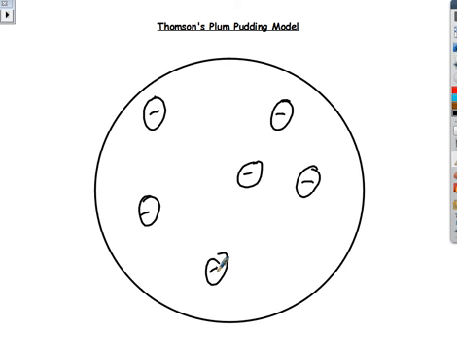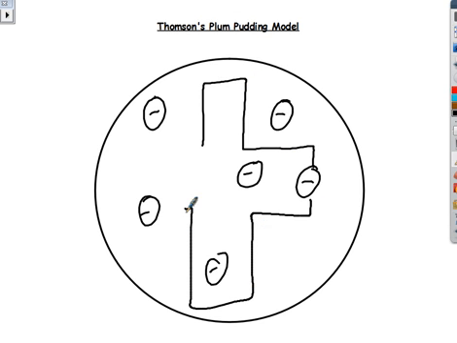Now, because this atom could also be neutral, there must also be a positive charge here. And the way Thomson believed it may have been orientated was that we had this positive framework where the electrons were just plunked in there, which is what plum pudding looks like. A chocolate chip cookie is another way to visualize Thomson's model.